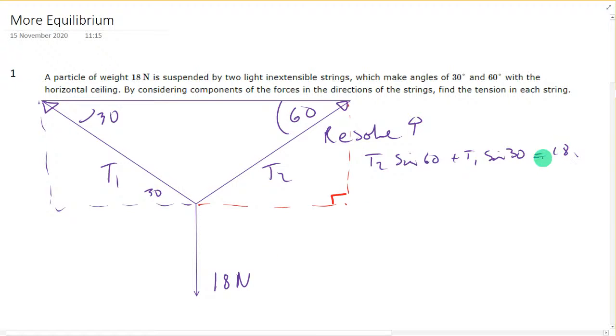So there we go. And we can simplify that a bit. Sine of 60 is root 3 over 2. So we're going to write root 3 over 2 lots of T2. Sine of 30 is a half. So we've got a half of T1 equals 18.